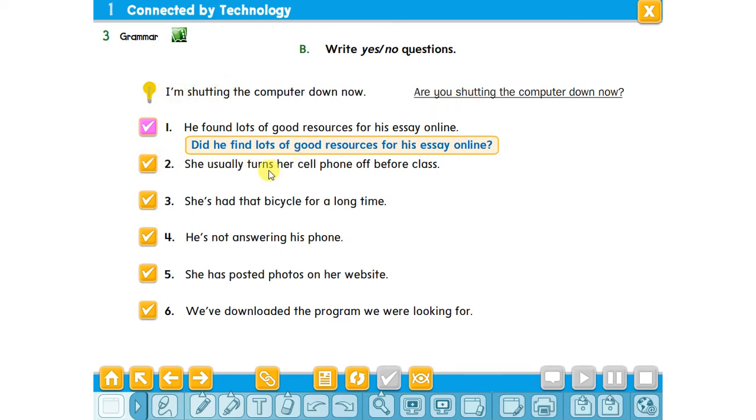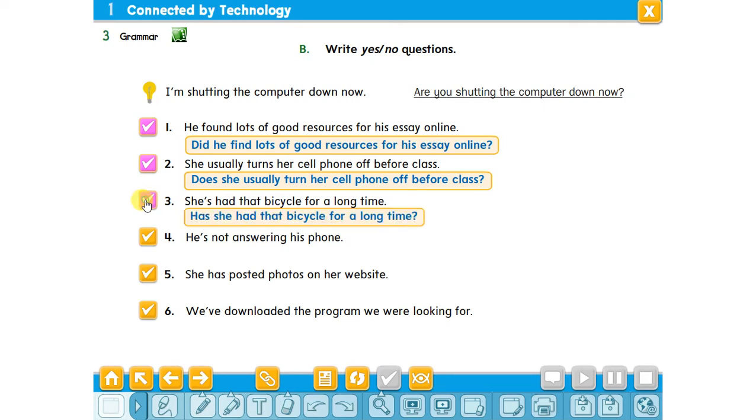She usually turns, here you have turns, it will be does. Does she usually turn? She had that bicycle for a long time. Here had, is it a helping verb or main verb? Here it is a main verb. You don't have another verb, so you are going to use do, does, did. Sorry, here we have, she has had that bicycle. So the auxiliary verb is has. It will be, has she had that bicycle?